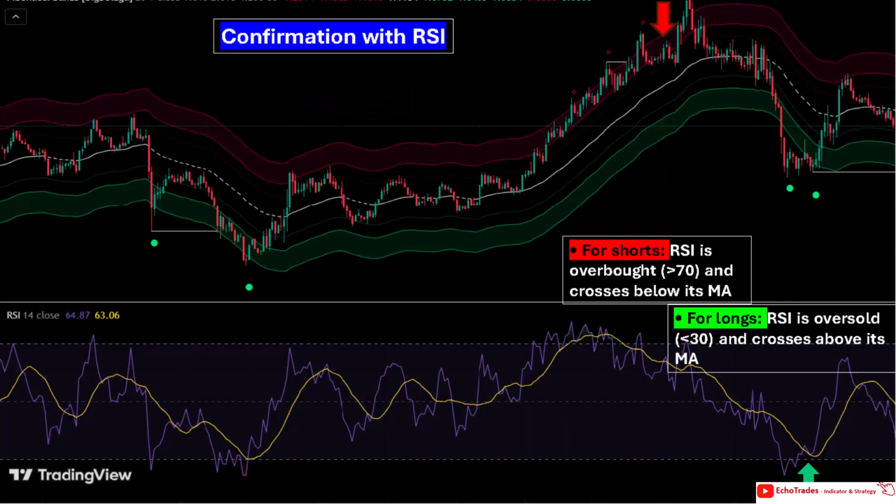But like any tool, it won't be perfect. How do the sources suggest we boost the accuracy and avoid jumping in on bad signals? Good point. Accuracy is key. The recommendation is to use the Relative Strength Index, the RSI, for confirmation. Standard tool, but effective here. So for a short trade, you'd want to see the price hitting the upper bands and the RSI showing overbought, above 70, and then crossing below its own moving average. And for longs, the opposite: price near the lower bands, RSI showing oversold, below 30, and then crossing above its moving average. That extra step helps filter things out. Got it. So use the RSI cross to confirm the signal from the bands.